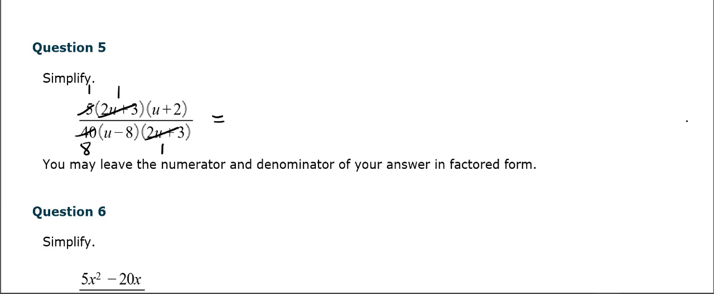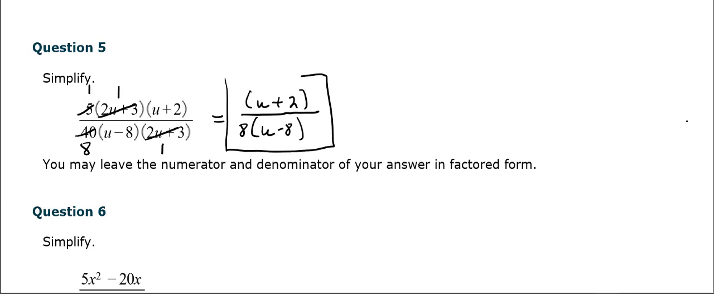Now nothing else reduces, so we multiply 1 times u plus 2, which is u plus 2. And in the denominator, we multiply 8 times u minus 8 times 1. And we don't really need to distribute the 8 times these, so we would leave our answer as the quantity u plus 2 over 8 times u minus 8.